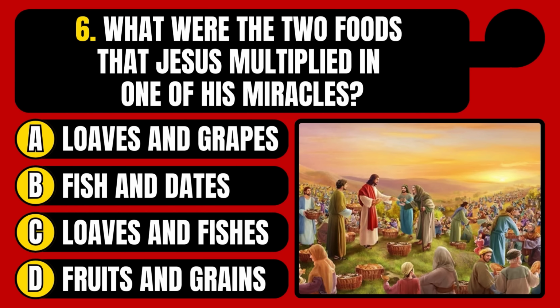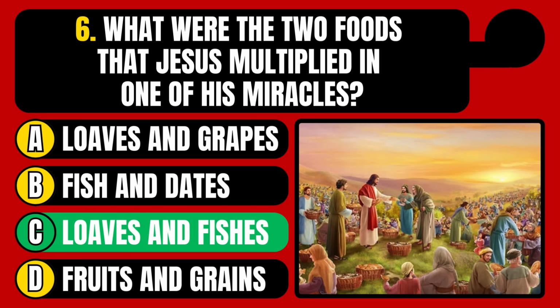What were the 2 foods that Jesus multiplied in one of his miracles? Loaves and grapes, fish and dates, loaves and fishes, or fruits and grains? The correct answer is option C, loaves and fishes.